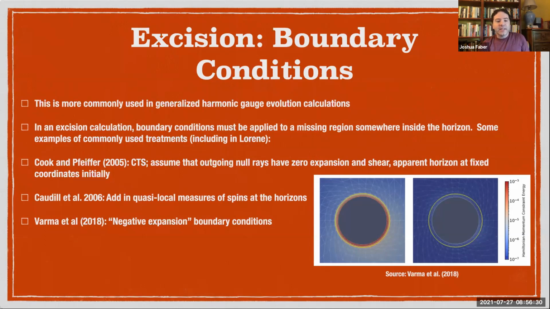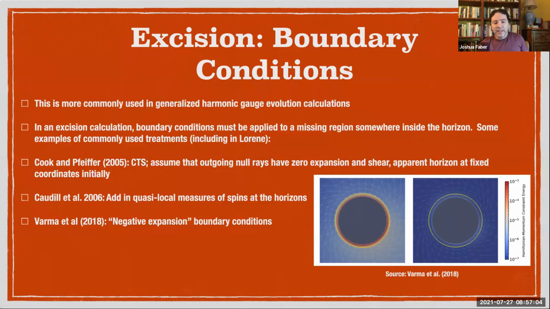This is certainly not the end of the story. People have looked for a while at how you can possibly improve things, in Varma et al. from 2018, which is the figures you see on the bottom right here. What you're looking at is the Hamiltonian and momentum constraint total energy for different sets of black hole excision conditions. You'll see the horizon is shown as the yellow circle there.